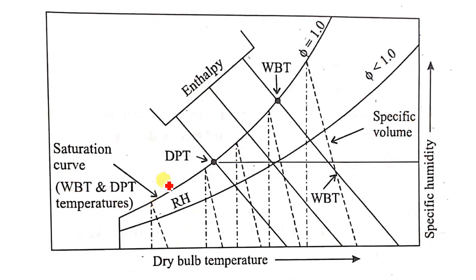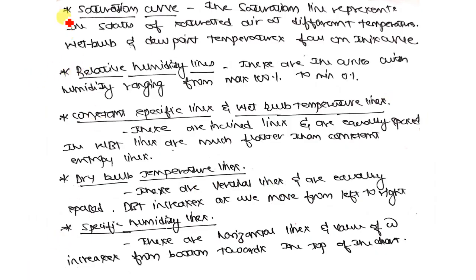Even so, you will be finding the specific volume lines in the psychrometric chart. These will be at this angle, by which you can find out the specific volume of that particular thing. So let us go forward. These are a little bit of explanation around whatever I have explained till now: the saturation curve, the relative humidity lines, constant specific volume lines, dry bulb temperature and specific humidity lines. All these are the lines which are found in the psychrometric chart.